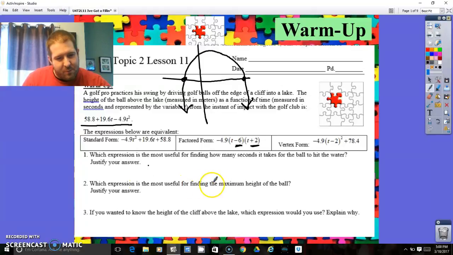Which expression is the most useful for finding the maximum height? Now, when you look at this parabola, the maximum height is the vertex. So the one way of writing an equation that would be the easiest to find the vertex would be vertex form. That's what I would use for number 2.